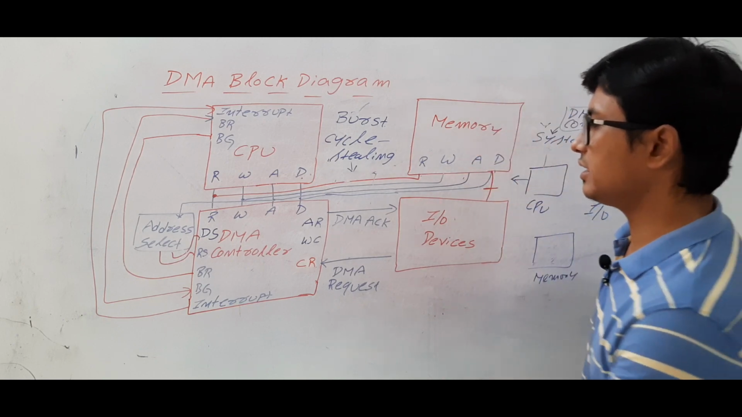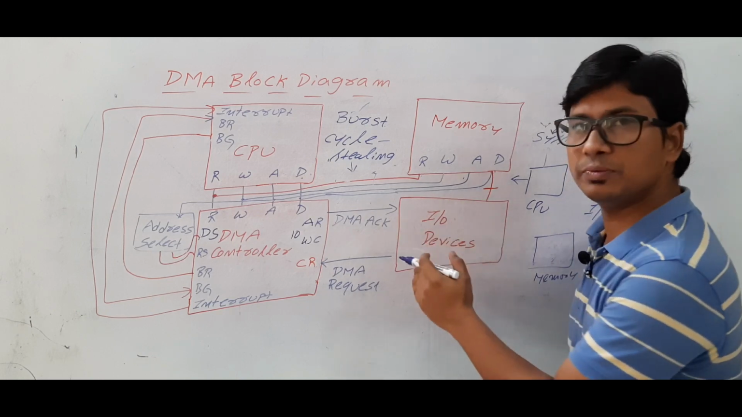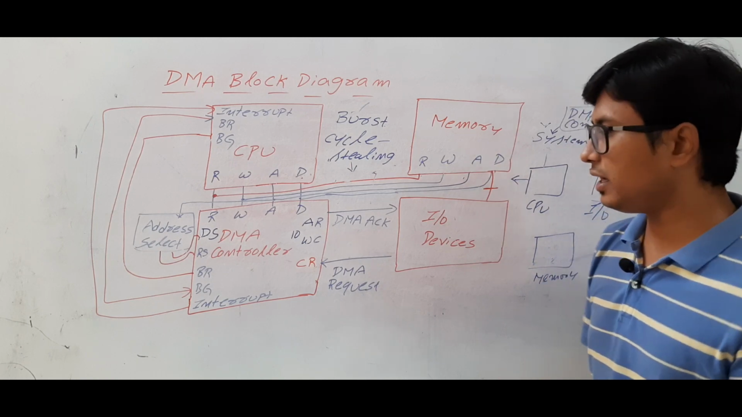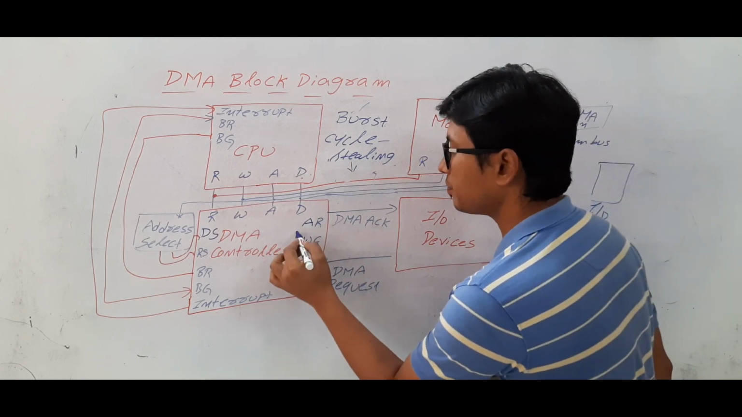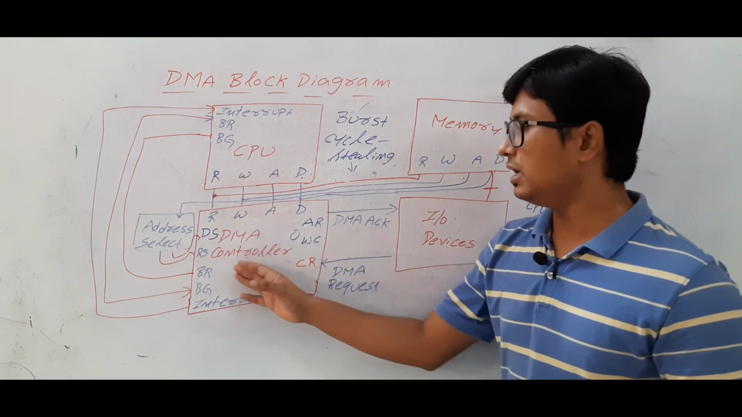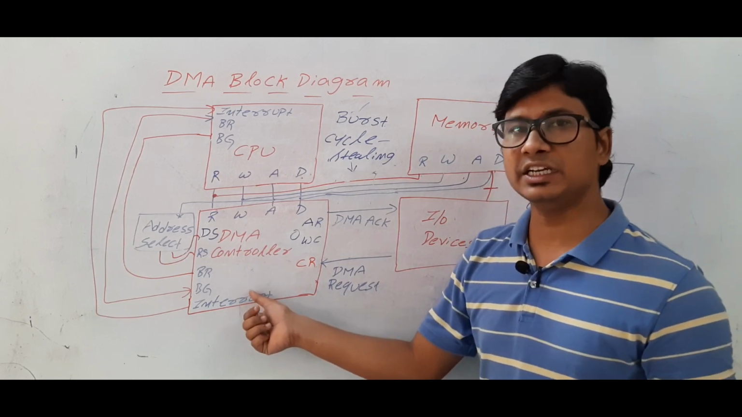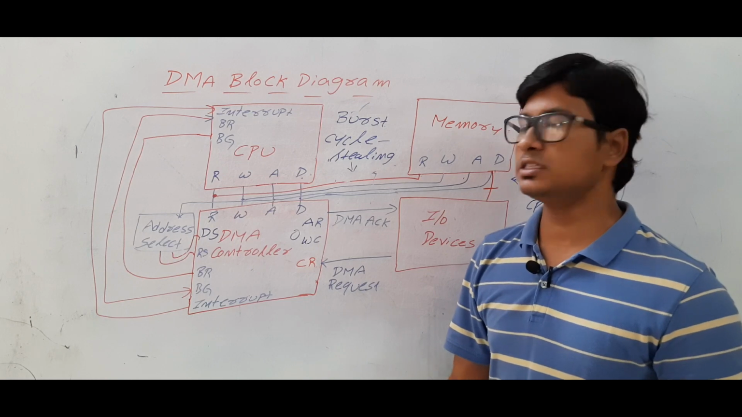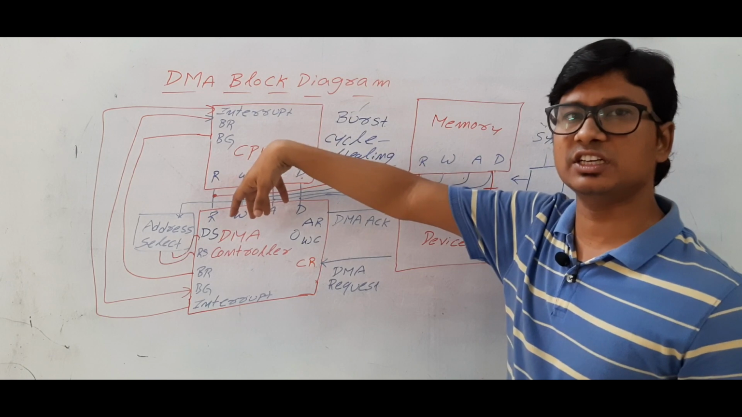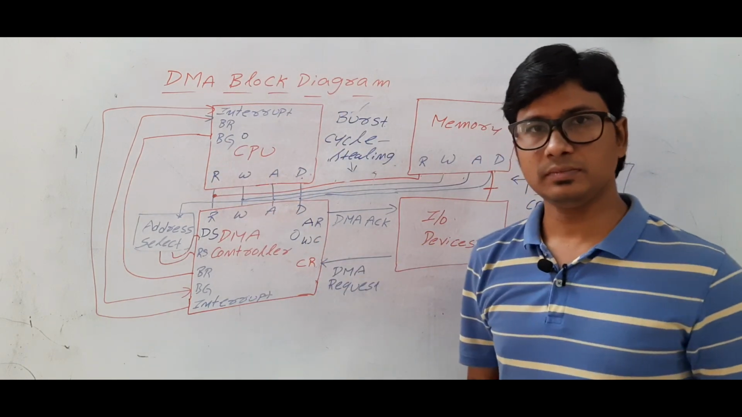Okay, now let's take that you want to send 10 words. The 10 words will be transferred between the IO device and the memory, or memory to IO device. Okay, then once the word count becomes 0, the DMA controller will release the bus. It does so by sending an interrupt signal to the CPU. Then the CPU will understand that the DMA controller has finished its task, and it will set the bus grant to 0. Are you able to understand?